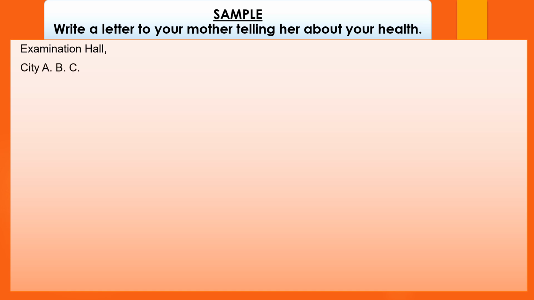On the next line, you will write City, A dot B dot C dot. City's first letter will also be capital. After that, you will write the date and you will insert a comma after the date and you will put a dot after 2020. After skipping a line, you will write the salutation.